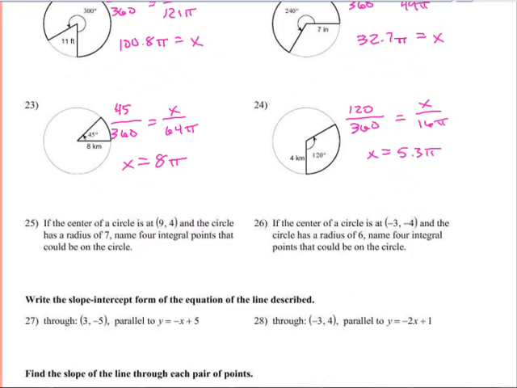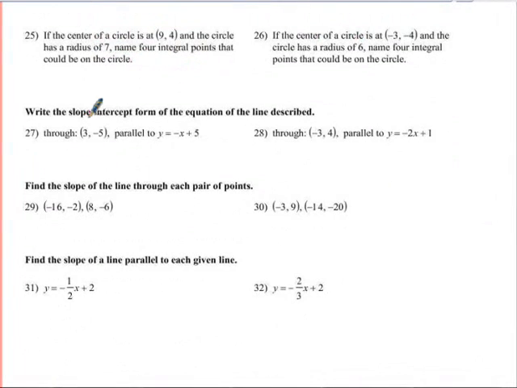Number 25 says if the center of a circle is at 9, 4 and the circle has a radius of 7, name the 4 integral points that could be on the circle. So 9, 4 is the center, so I'm going to go 7 to the right. So instead of going over 9, I'm going to go over 16 and then up 4. I'm going to go 7 to the left, so left 7 would put me at 2 and 4. And then if I still go over 9 and I go up 7, that would put me at 11. And if I go down 7, that would put me at negative 3.